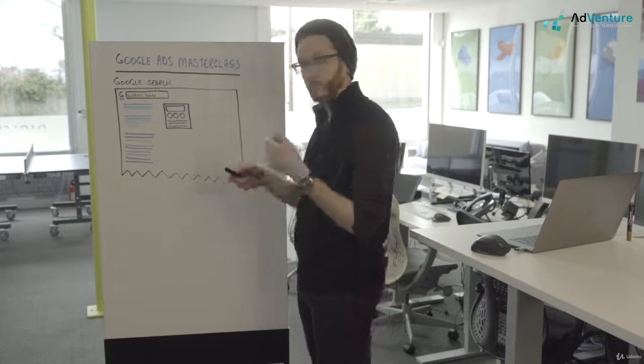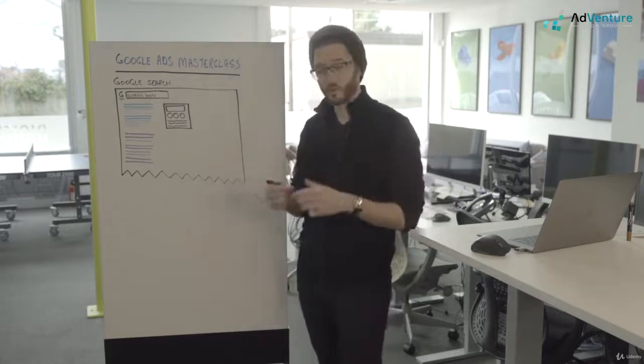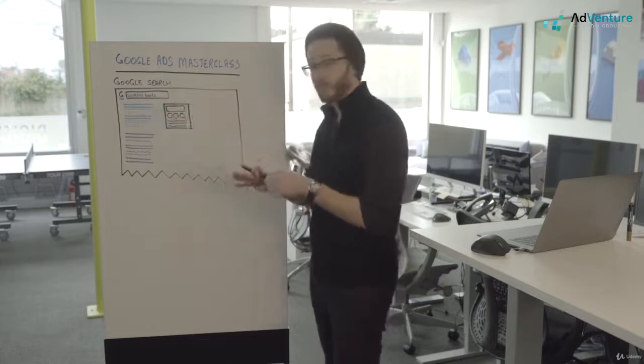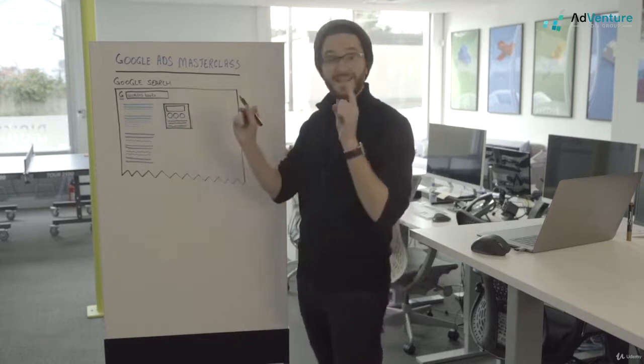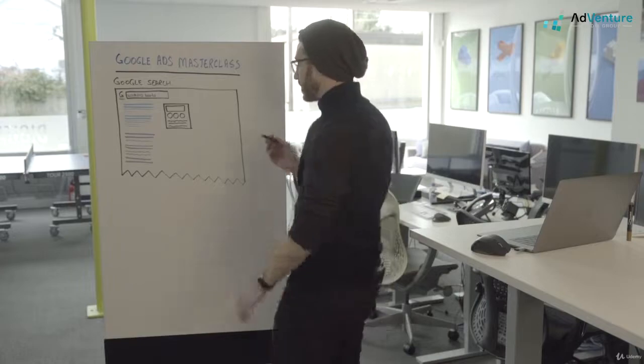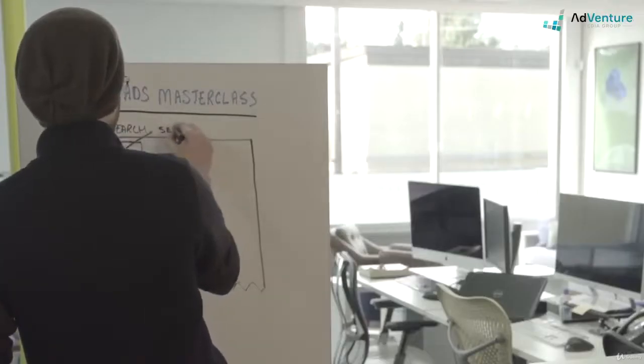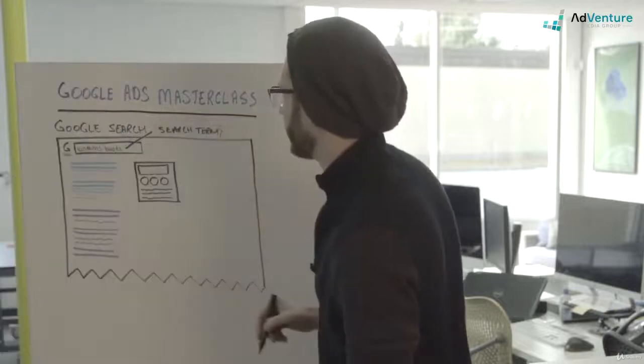On the Google search page, if you go to google.com and search for anything you might want to be searching for, in my example, somebody searches for women's boots. Now remember, women's boots is not the keyword. Do you know what women's boots is? It is the search term. It's what the user actually typed into the Google search box.